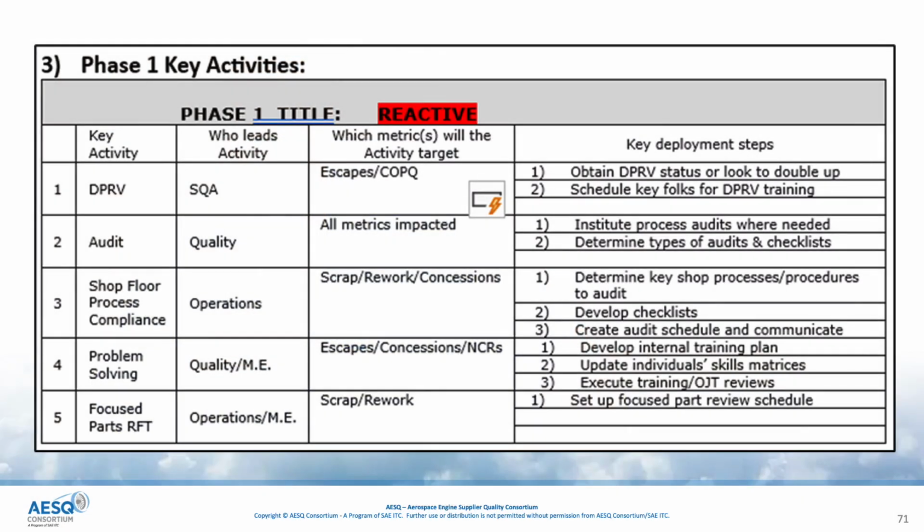So there isn't one right answer, right? There's many methodologies and tools you can use. As a group, this is what we came up with as the best path forward for reactive, right? Reactive is you want to stop the bleeding. You want to get your customer the parts they need to continue to build engines, to continue to make sure there's no AOGs. So this is what we came up with as a group, right? One of them would be DPRV, right?